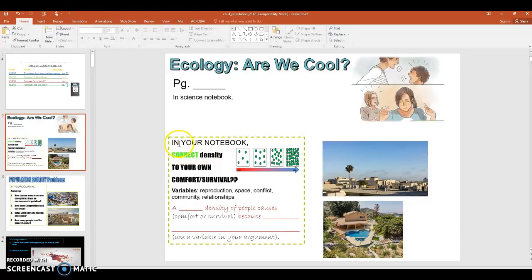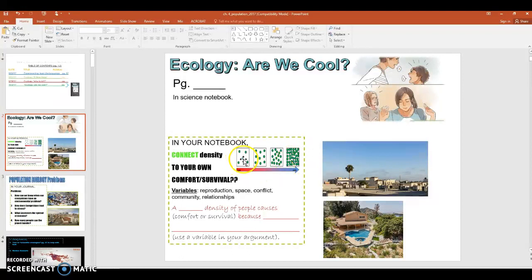Next things up. In your notebook, connect density to your own comfort and survival. This is where you ask yourself, do I want to talk about how I feel about having more space to myself? Or do I want to talk about how I feel when I'm bunched up closely or in a high density situation with other people? So do you prefer to talk about low density or low population areas or high density and high population areas?